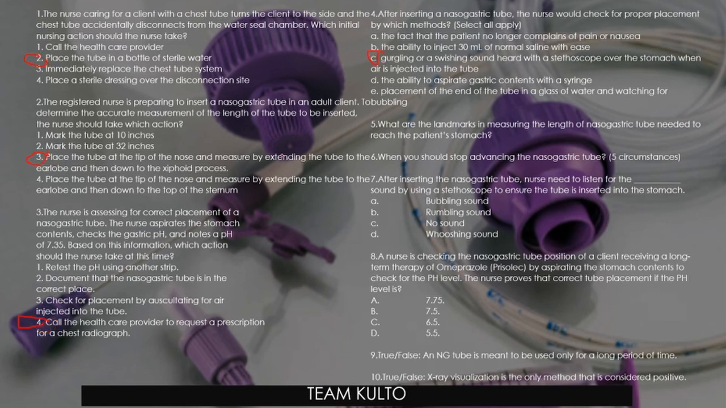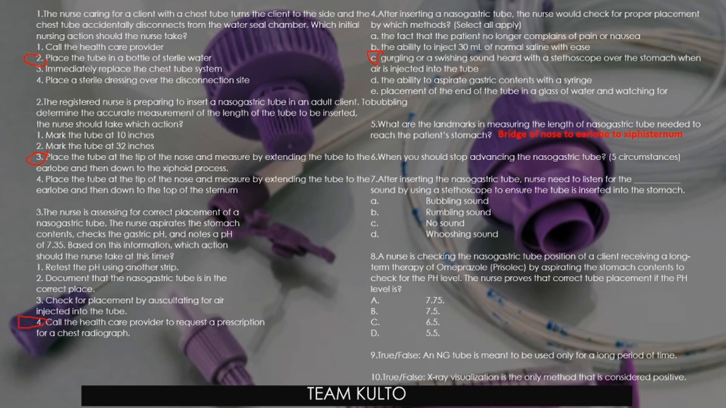What are the landmarks in measuring the length of your nasogastric tube needed to reach the patient's stomach? The answer is bridge of the nose to ear lobe to sternum, approximately 55 to 65 centimeters in an adult patient. Next question: when should you stop advancing the nasogastric tube? Enumerate five circumstances.